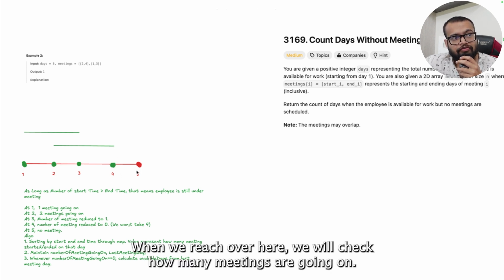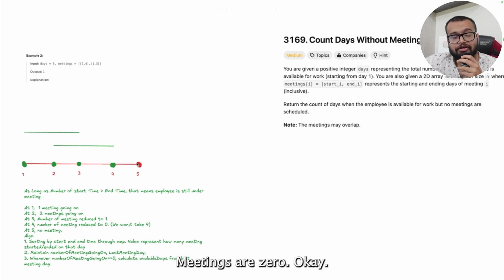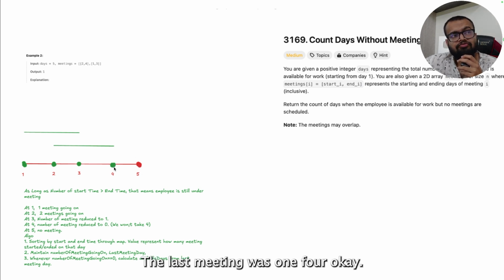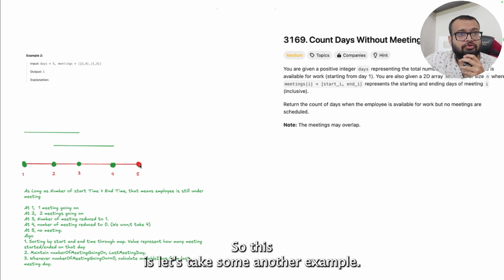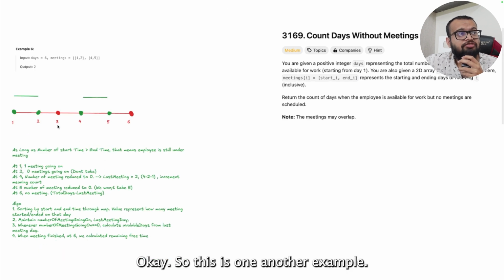Okay, when we reach over here we will check how many meetings are going on. Meetings are 0. When the meetings are 0, then here we will check when the last meeting was. The last meeting was on 4, and we will subtract 5 minus 4, that is 1. So this will be our answer. Got it? So let's take another example.